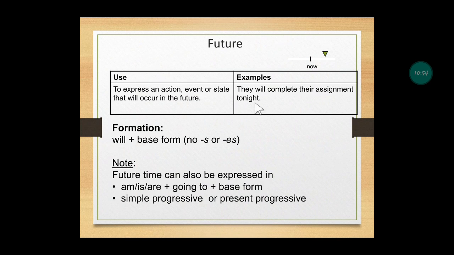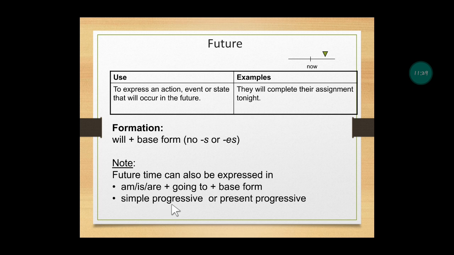The future tense. To express an action or event or state that will occur in the future. They will complete the assignment tonight. Something that is happening in the future. Formation: will plus the base form. So here we have will and the base form of the verb. No s or es is added to the base form. Note, future time can also be expressed with am, is, are going to, or the present progressive.